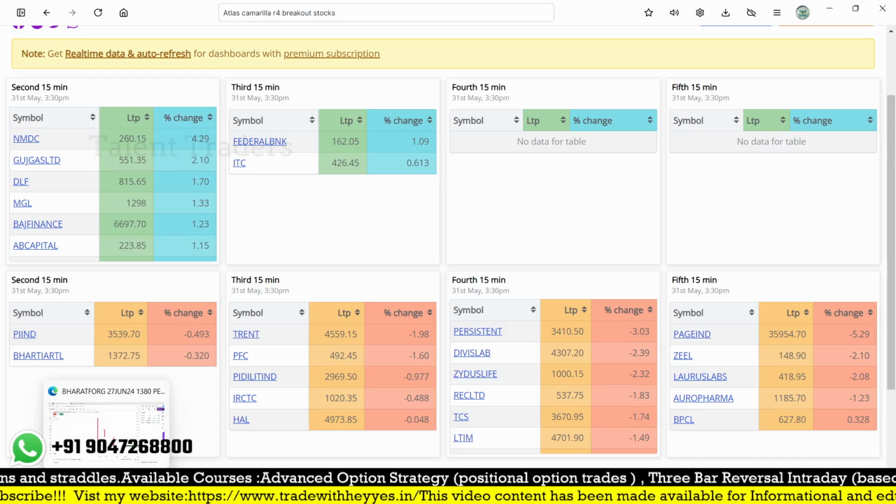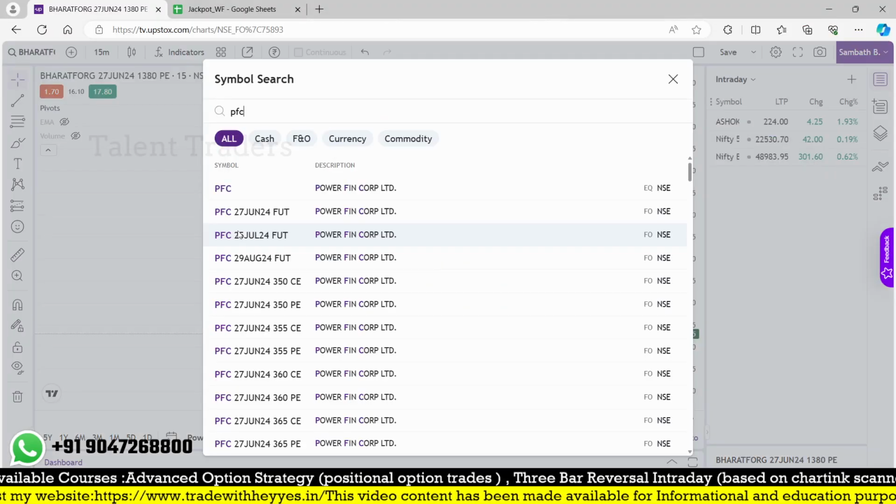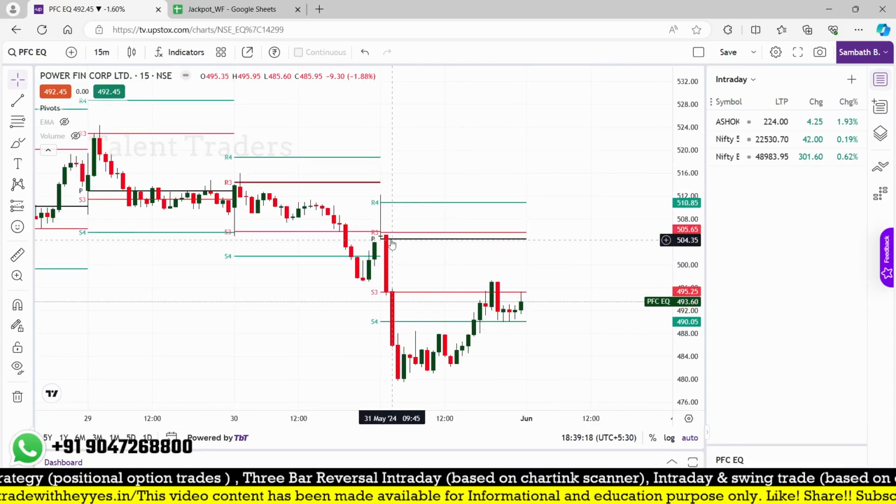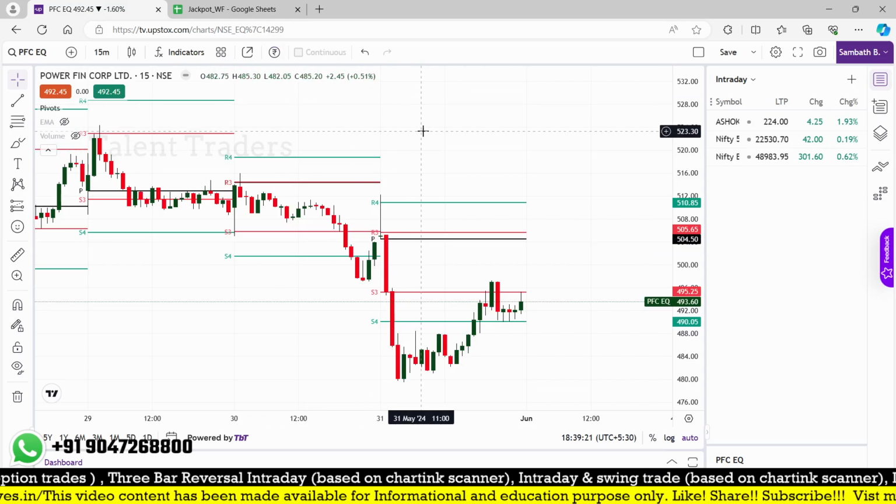And some time later, we have some of the stocks like IRCTC, HAL, PFC that were triggered on the third candle. So let me check PFC. The first two candles are not triggered, only the third candle triggered. So almost 489, so maybe our strike price is 500.